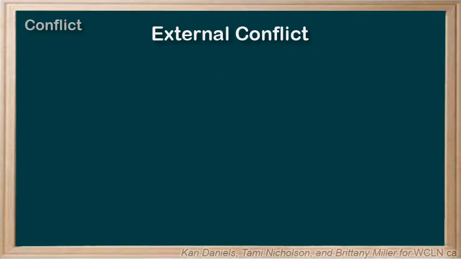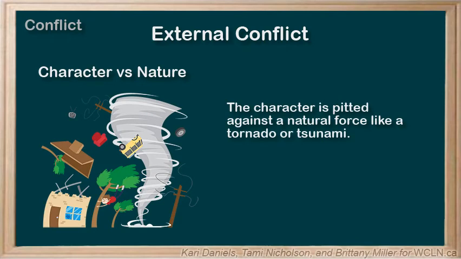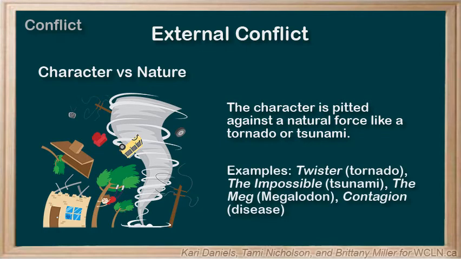The second example of external conflict is character versus nature. This type of conflict pits the character against a natural force like a tornado in the movie Twister or a tsunami in the movie The Impossible. It could also pit the character against a swarm of bees or a giant megalodon like in the movie The Meg. It might even include characters facing the spread of a contagious disease like in the movie Contagion. In character versus nature conflict, the character is usually struggling to survive.